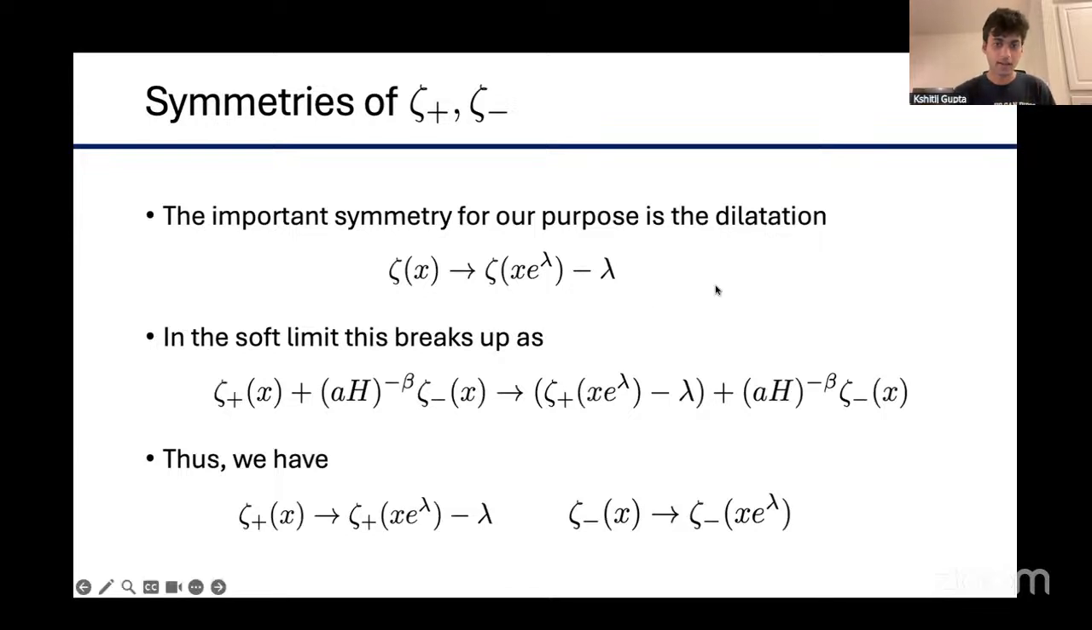So zeta, as we earlier said, has this symmetry of dilatation, where if you rescale x, that's kind of similar to shifting zeta by a constant. So this is the dilatation symmetry, or the shift symmetry due to dilatation. And because zeta is zeta plus plus zeta minus, and zeta minus was time dependent, zeta minus does not absorb this symmetry, but zeta plus absorbs this shift symmetry. So in terms of our EFT fields, zeta plus is shift symmetric, while zeta minus does not transform under scaling of x.